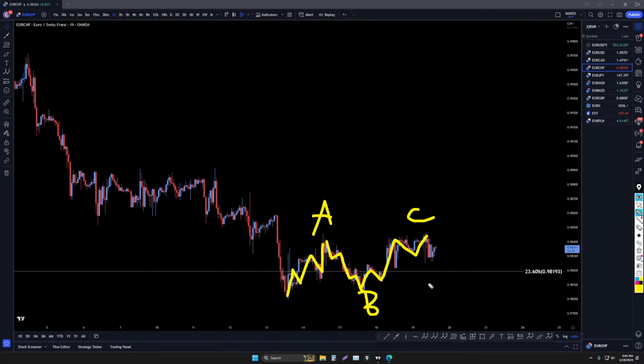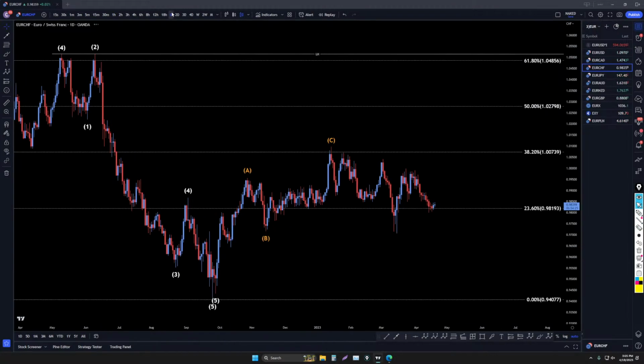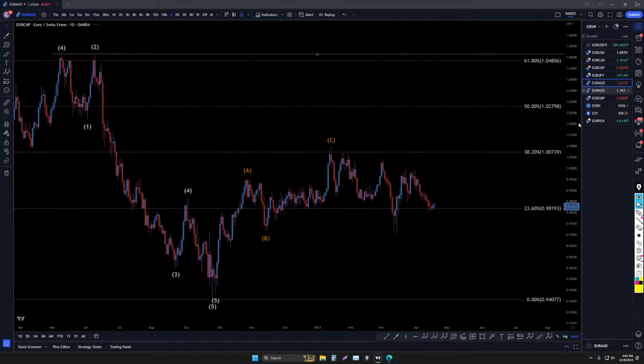I would keep an eye on this because if it goes down and breaks structure, it's probably going to just keep on going down. It looks like it's very, very close to continuing the downtrend. So that's looking pretty dang good right there. Like I said, I personally don't trade this pair, but this is a pair that we've been looking at for quite a while.